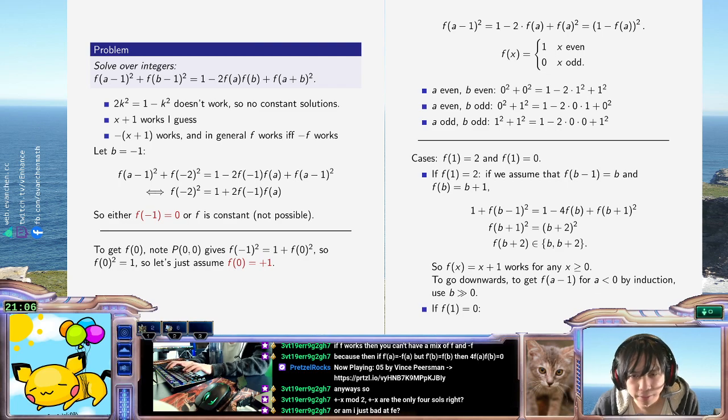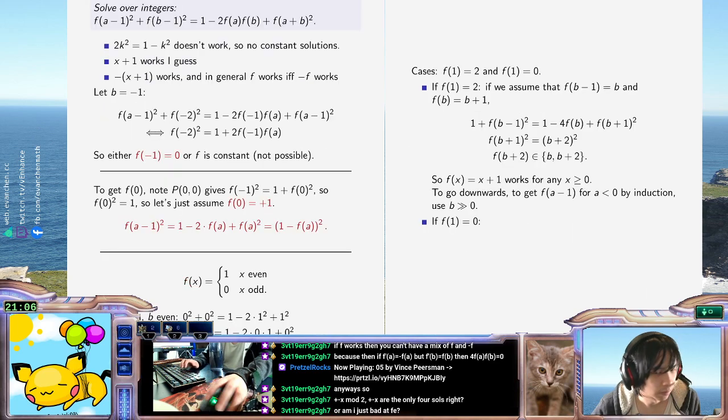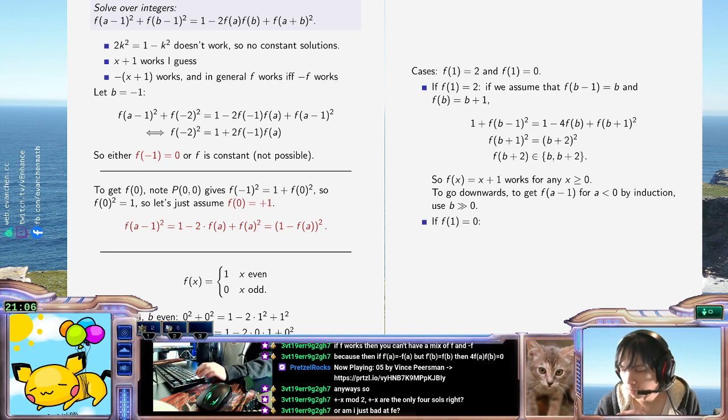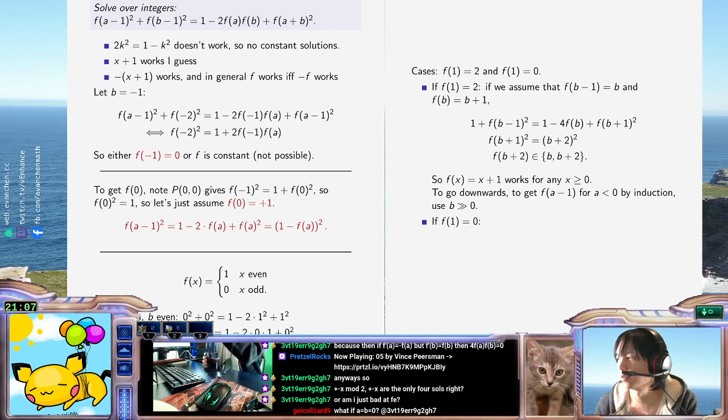Okay, so now let's do the bad case. All right. Okay, the other case. So if I have 0, 1, 0. Oh my god. Alright, well I guess plug in 1 and see what happens, right?